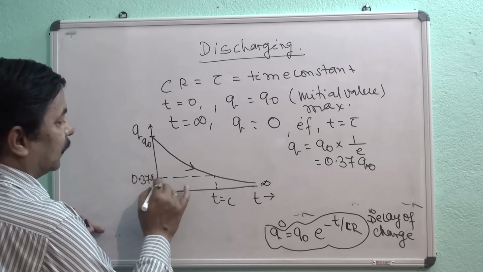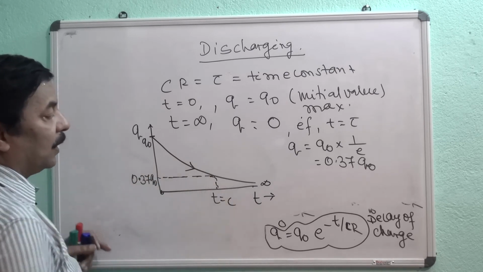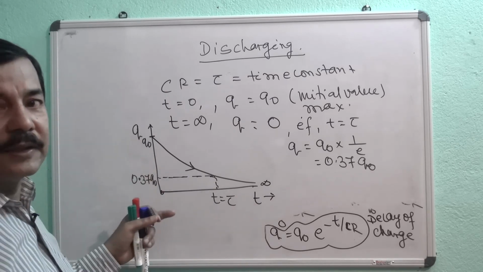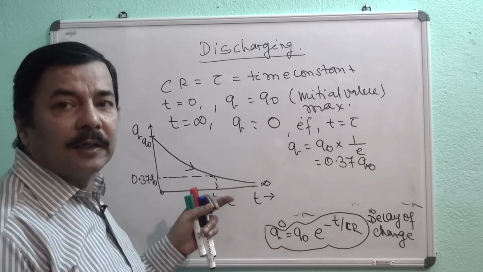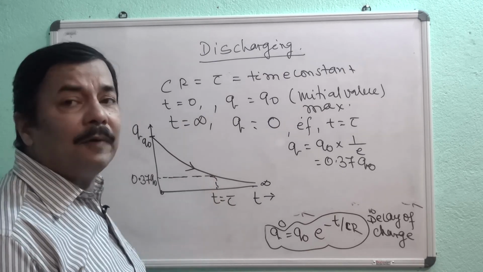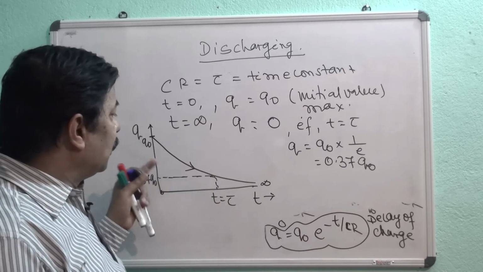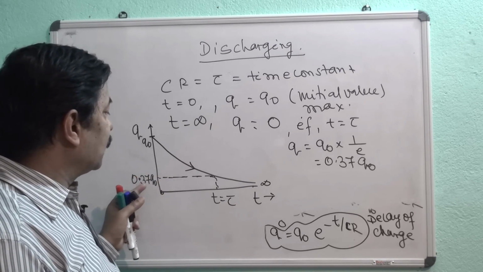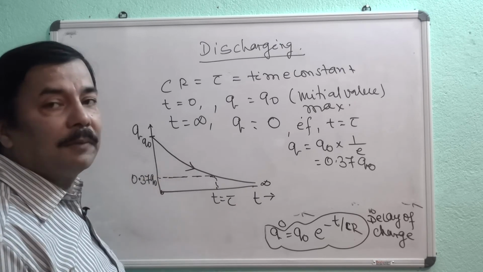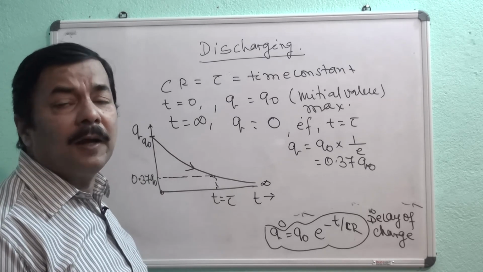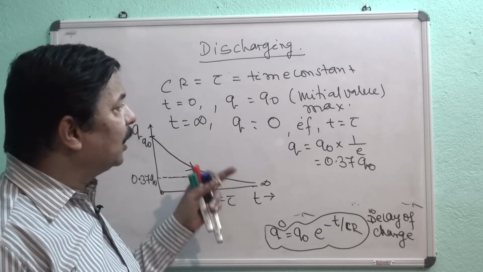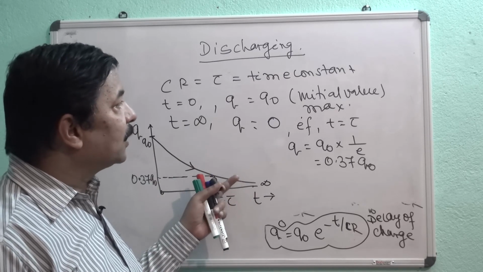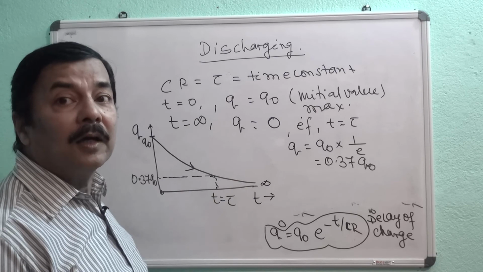See, this is the way we define the time constant of the discharging circuit. That means the discharging circuit time constant is that value at which the charge on the plates becomes 0.37 of the maximum charge on the plates of the capacitor. So you should understand this very carefully, and after this understanding we can find the current also.